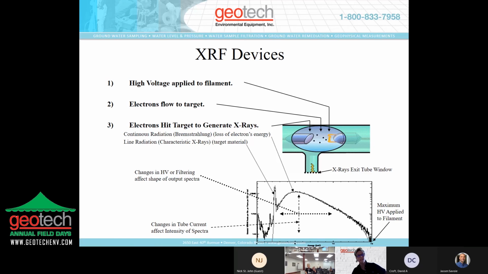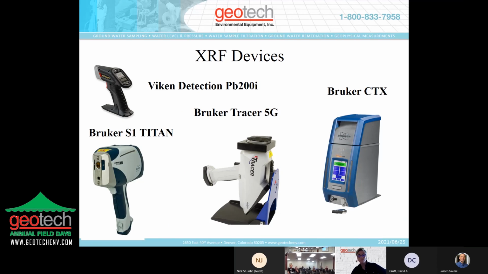They use different anodes depending on what you want to analyze. There's a rhodium tube that's kind of out of the way of most of what the precious metals folks look for, or a silver anode. It depends on what you want to excite, which elements you're looking for. XRF devices are either handheld, desktop, or benchtop types. The XRFs that we carry are the Viking detection, which uses a cobalt-57 source, so that's a radioactive source.